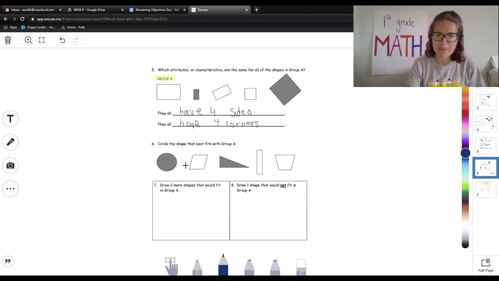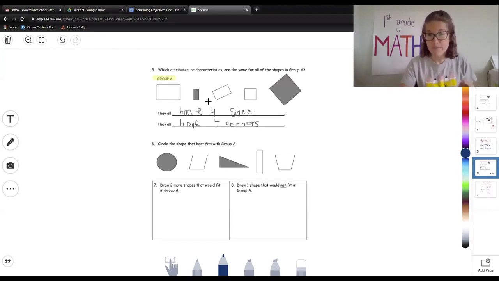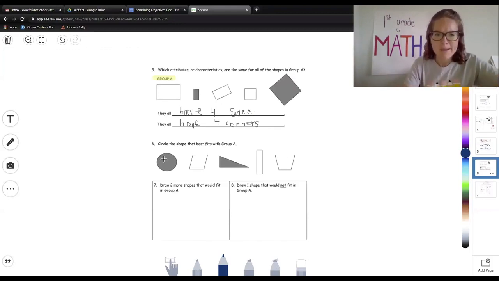It says circle the shape that best fits with group A. So this is group A, remember? So which shape would probably fit up here? Let's see. We said that these shapes all have 4 sides and 4 corners, or 4 vertices, remember? Well, what about this one? No, that doesn't have 4 sides. This one has 4 sides. Maybe. No, not this one. This one has 4 sides. Maybe. This one has 4 sides.